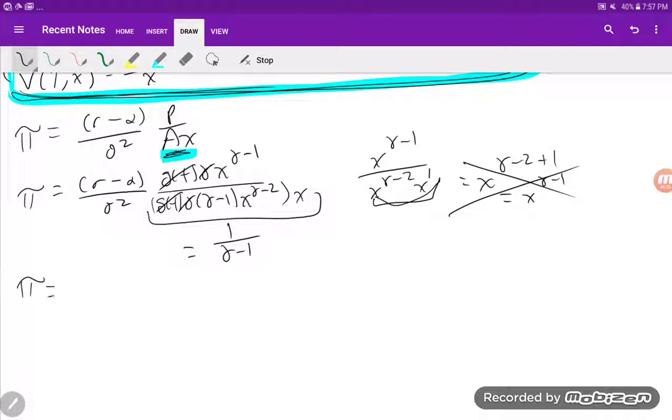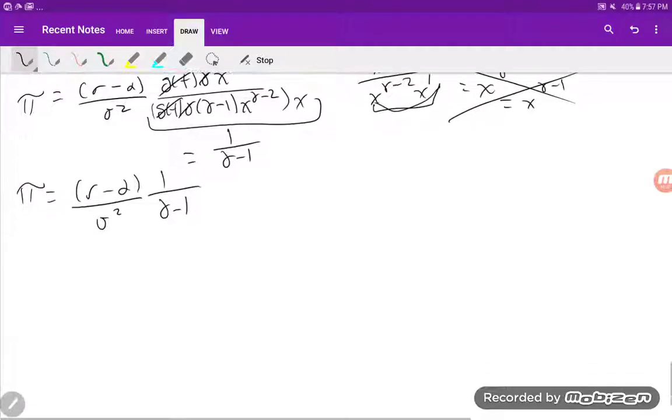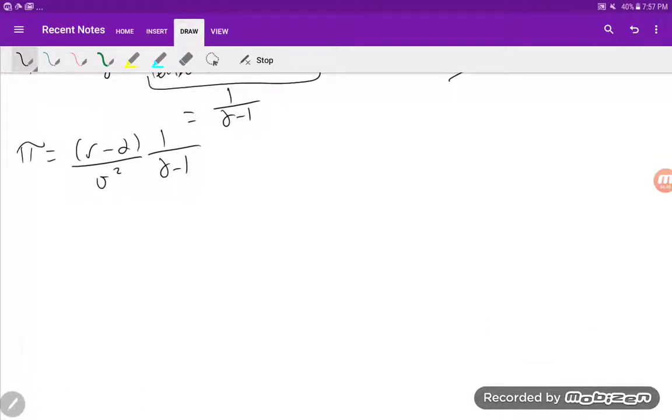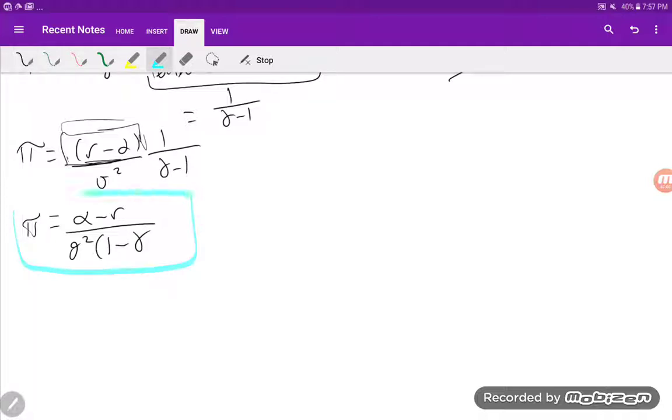So that means that pi is equal to r minus alpha over sigma squared times 1 over gamma minus 1. And let's get that into a form that most finance people will recognize better, in terms of more of an excess return in the numerator. We finally have that our optimal weight for the risky asset is equal to alpha minus r over sigma squared times 1 minus gamma. So that is our solution.